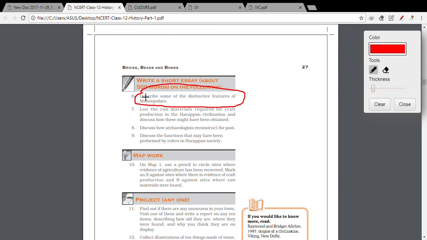Just add to it: what are the modern day implications of those features? Meaning, can we find some of them in modern day town planning or anything else? So these are the important things.